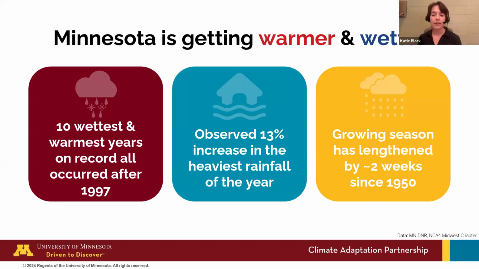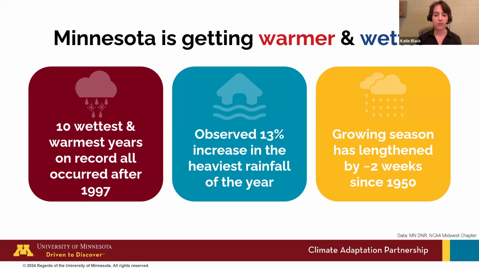Minnesota is not only getting warmer, but also wetter. Again, this is data from the Minnesota DNR. The 10 wettest and warmest years on record have all occurred after 1997. 2016 in particular was the wettest and warmest year on record. A kind of brain twister is that no warm year was quite as wet and no wet year was quite as warm.